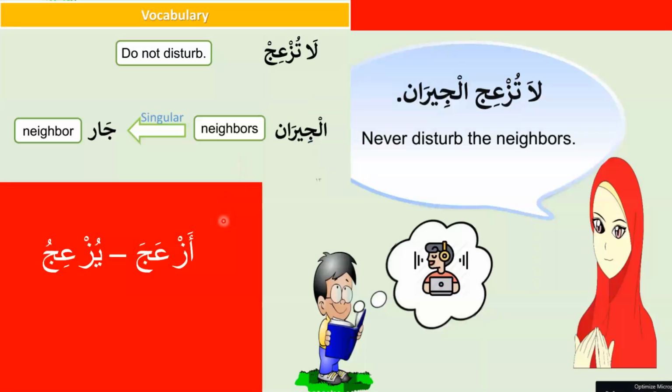We have aja, he disturbed. Yuz iju, he disturbs. Past tense, present tense. Aja would become ajat for feminine. Yuz iju would become tuz iju for feminine. Aja, he disturbed. Yuz iju, he disturbs. Okay, this is what you need to remember.